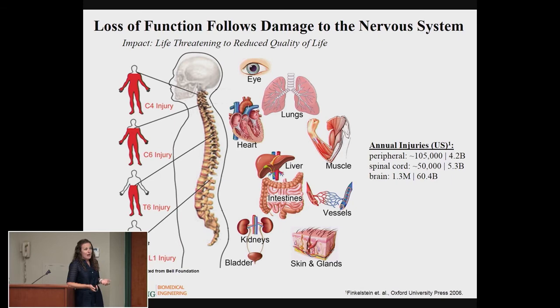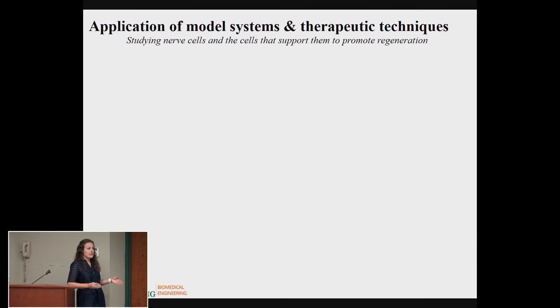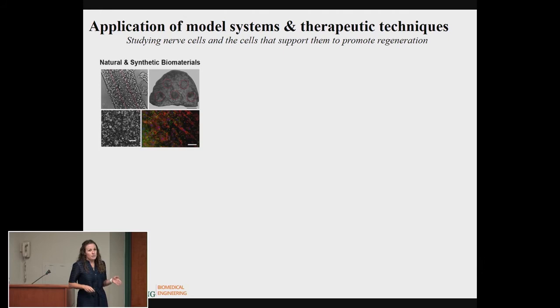So in my lab, we use a variety of methods in order to try to rebuild these structures and connect the neurons that have essentially been severed. So one of the primary ways that my lab does this is through the development of new biomaterials. So how can we bridge one end of that nerve to the other end in order to try to regrow the tissue?